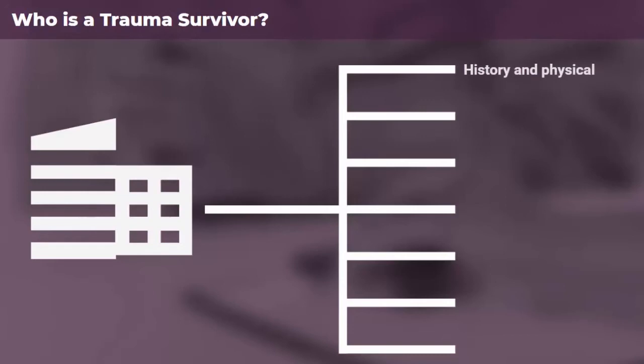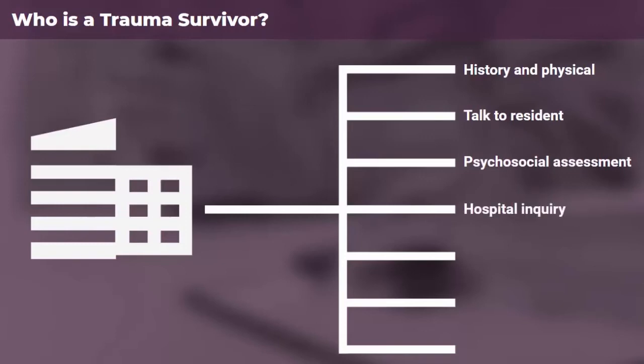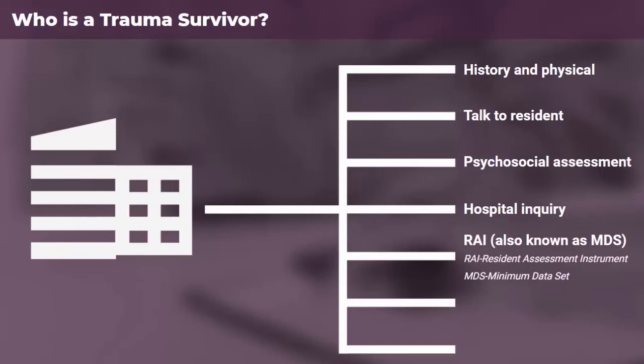We look at the history and physical. We might talk to the resident. We do a psychosocial assessment. We might get a lot of information from the hospital inquiry and hospital paperwork. We have our resident assessment instrument, the RAI, also known as the MDS. And we have interdisciplinary admission assessments and interviews, including from the activities department, social service department, nursing department.